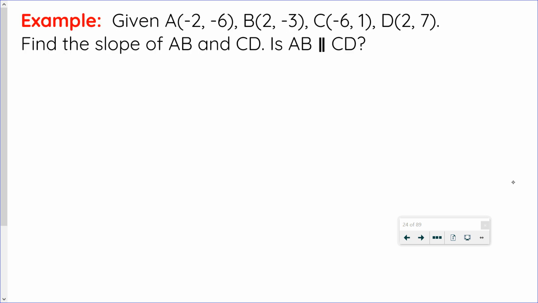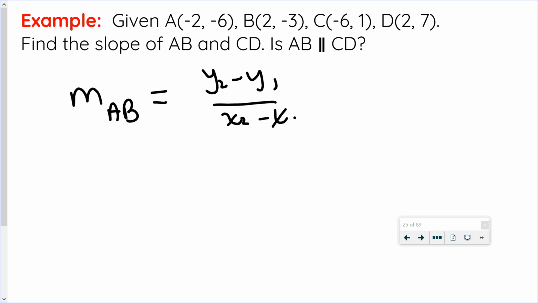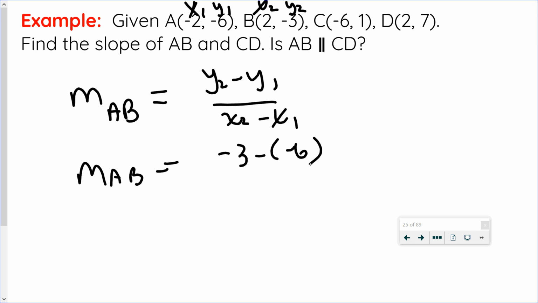So let's try an example. Let's say I have endpoints AB and endpoints CD. I want to find the slope of each and determine if they are in fact parallel. So let's do the slope of AB. Remember the formula for slope: y2 minus y1 over x2 minus x1. It doesn't matter which one you call x1 or y1, as long as for the first point I use x1 and y1, and for the second point I use x2 and y2 from the same point. So I'm going to label it like this. I'm going to do y2 minus y1 over x2 minus x1.